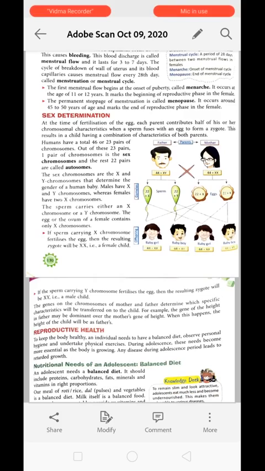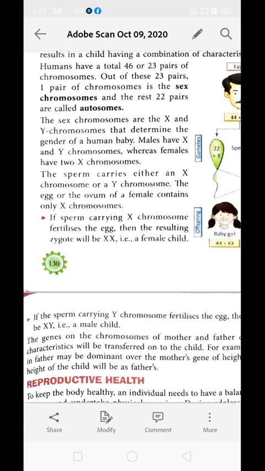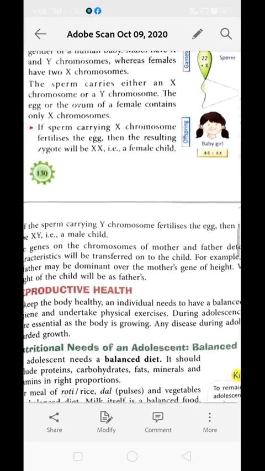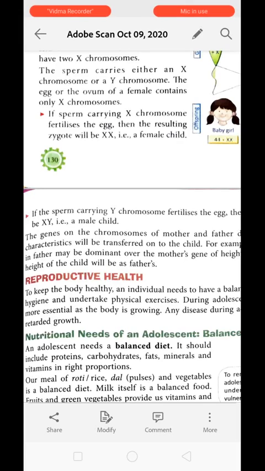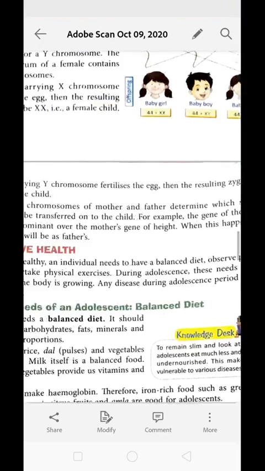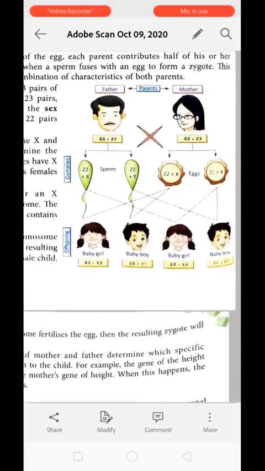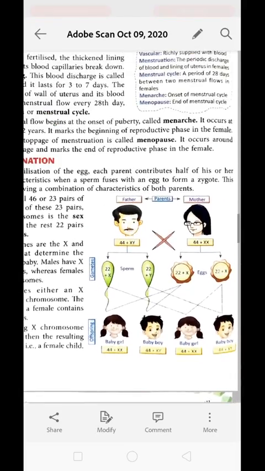Next, discuss the mechanism with the help of suitable diagram given over here. The sperm carries either X chromosome or a Y chromosome. The egg or ovum of female contains only X chromosome. If the sperm carrying X chromosome fertilizes the egg, the resulting zygote will have X and X. This is female child. If the sperm carrying Y chromosome fertilizes the egg, then the resulting zygote will have X and Y, and this will be the male child. The diagram is given over here. You will draw this diagram in your copy as well.